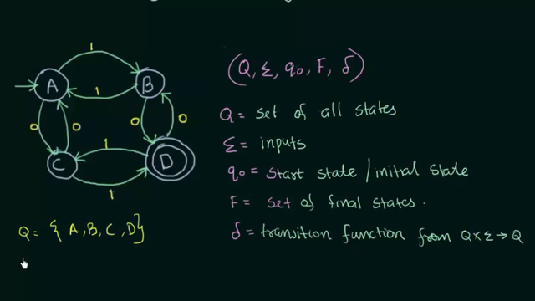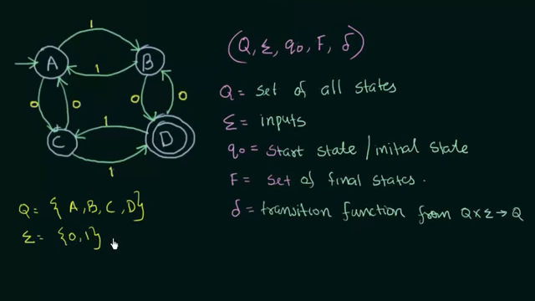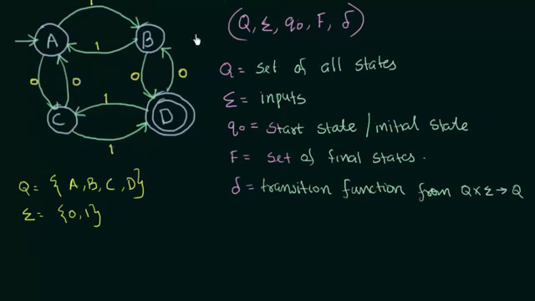This is our Q. And what is our sigma? Sigma is the inputs. We have inputs 0 and 1 here. Okay, so that is sigma. And what is the next one? Q0 is the start state or the initial state. I already told you, whenever we see an arrow coming from nowhere pointing to a state, that is the start state. So our start state here is A.